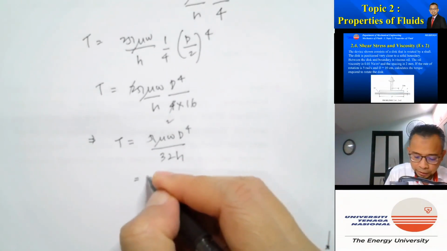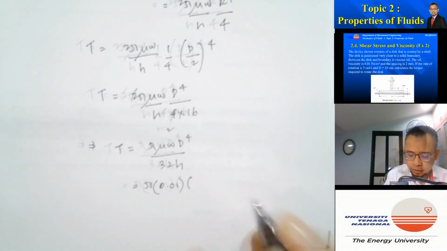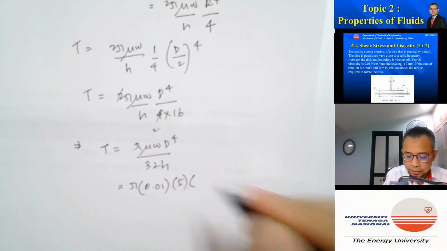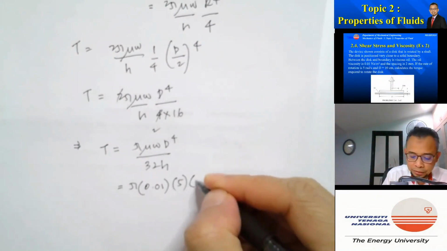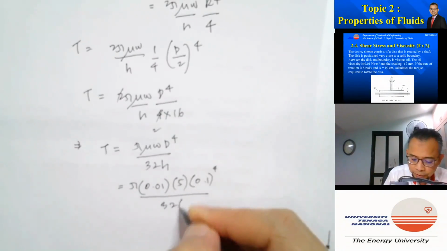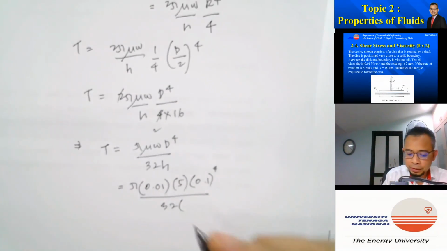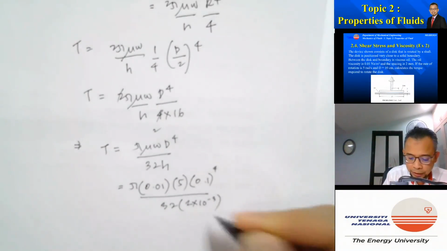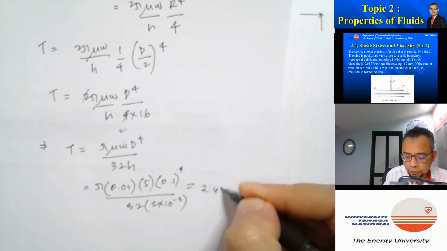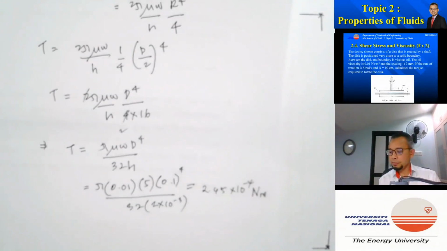So now I can put the numbers in. Mu is given as 0.01, omega is 5 radian per second. The diameter is equal to 10 centimeters, so it's 0.1 meter, to the power of 4, over 32, and h is equal to 2 millimeters, so 2 times 10 to the minus 3. That gives me about 2.45 times 10 to the minus 4 Newton meter. That's the unit of that.